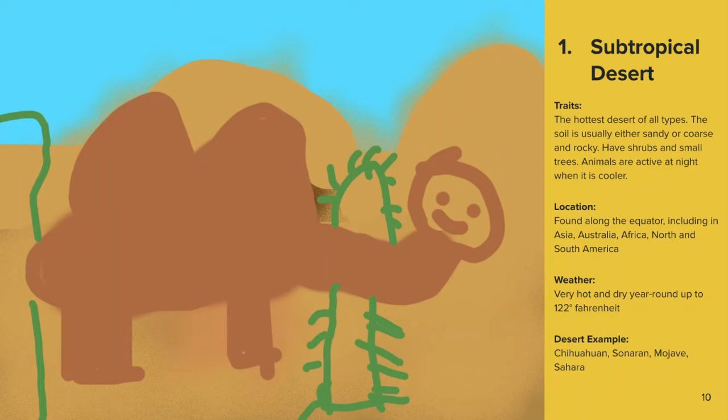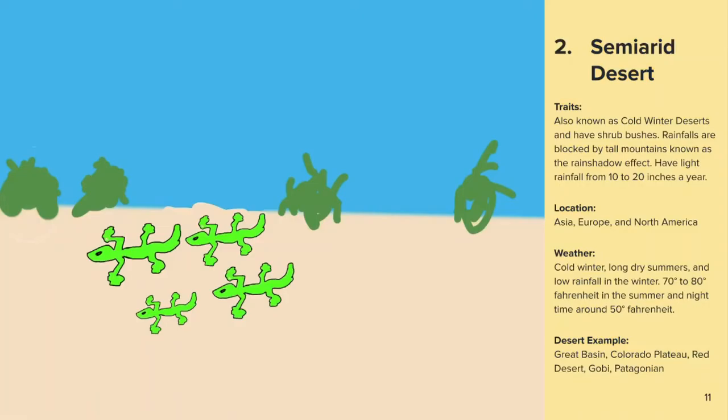The location is usually found along the equator in Asia, Australia, Africa, North and South America. The second type of desert is the semi-arid desert, also known as the cold winter deserts. They also have shrub bushes. Rainfalls are blocked by tall mountains, known as the rain shadow effect. They are usually in Asia, Europe, and North America.